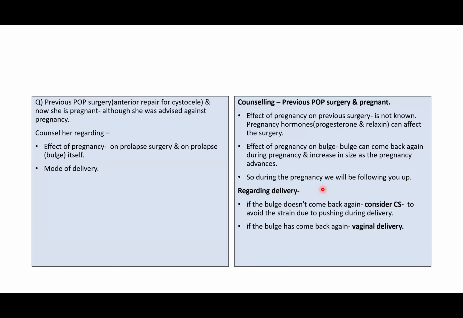What about the delivery? If there is no bulge during the pregnancy, consider cesarean section, to avoid the strain due to pushing during delivery. If the bulge has come back again, then offer vaginal delivery. One more important point: in the exam, you can discuss the pros and cons of vaginal delivery and cesarean section, and give her the patient information leaflet. You can involve your consultant in this case, and she will be booked in a consultant-led unit. Tell her about the use of effective contraception and to avoid any pregnancy after the surgery.